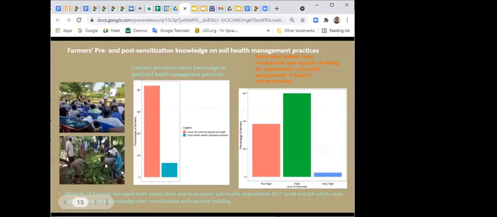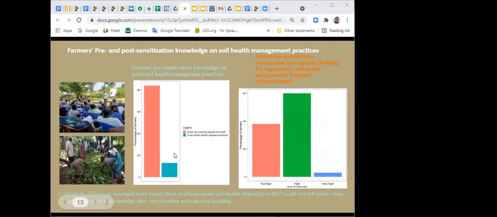Next, please. So soil health management is time consuming, but it is also knowledge intensive. So a lot of capacity building of farmers is necessary. Before we started capacity building, we did a survey to find out what was the level of farmer knowledge on soil health and the practices that they engage in. And we found out, surprisingly, that most farmers knew that some of the practices they were involved in were actually degrading soil. But they had a problem telling us which specific practices were the culprits.